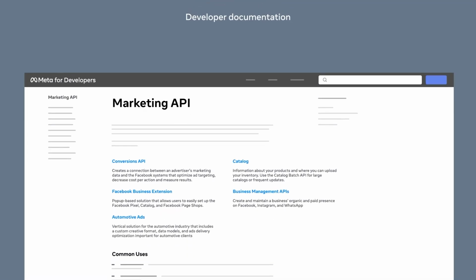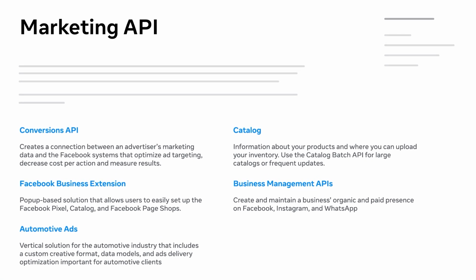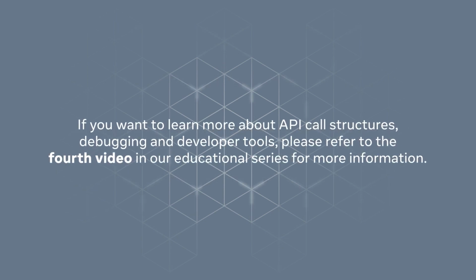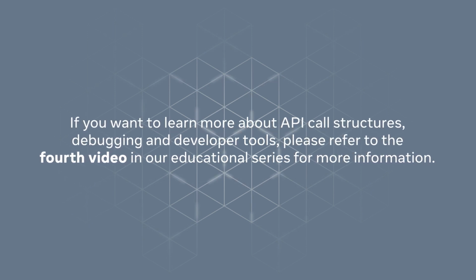Our API developer documentation is essentially a how-to and factual guide for efficiently using and integrating with the Meta APIs. Refer to this documentation for instructions on endpoints, fields, and parameters our Marketing API has to offer. If you want to learn more about API call structures, debugging, and developer tools, please refer to the fourth video in our educational series for more information.